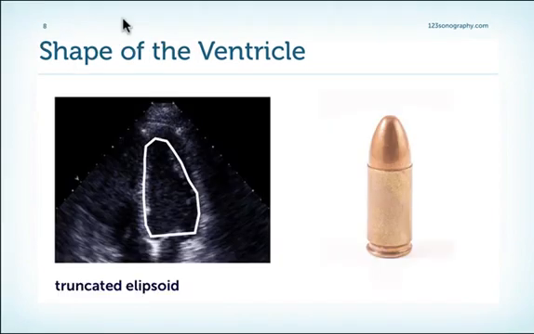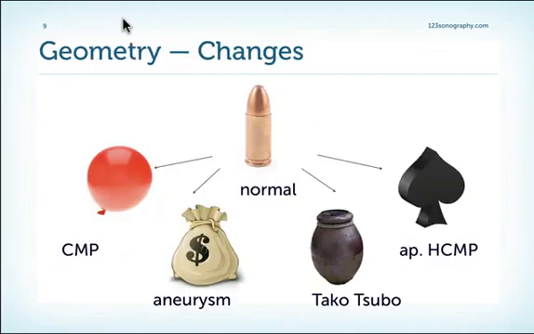The shape of the left ventricle has always been compared to that of a bullet. Geometrically, it has the shape of a truncated ellipsoid. This is important to know because a number of pathologic states can alter the shape of the left ventricle, and only by looking at the still image, even without looking at the function of the heart, you can determine that the patient must have a pathology. For example, our cardiomyopathy patient who has a more rounded shape, an aneurysm, a Takotsubo disease, we'll be talking later about what Takotsubo is, or an apical hypertrophic cardiomyopathy.